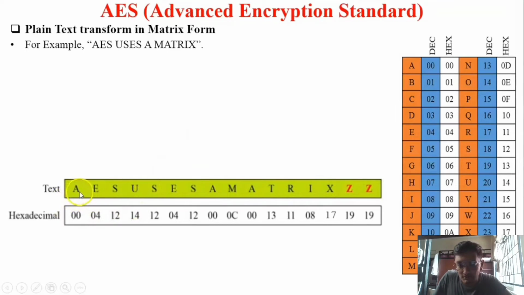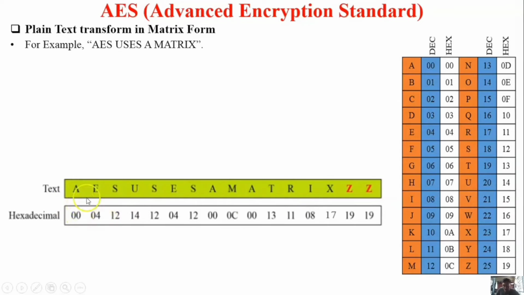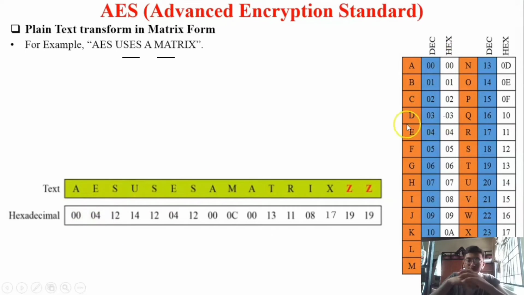Now all the characters are converted into numbers. How can I convert? You can see over here in this table, from A to Z I have given 0 to 25 decimal values. Then the decimal values are converted into hexadecimal values, and the hexadecimal value is put over here. Now you can see A is 00, so its hexadecimal value is 00. For E it is 04. Now E, it is 04 hexadecimal value. S it is 12. Now you can see over here S decimal value is 18 and hexadecimal value is 12, and all the remaining letters are replaced by numbers.